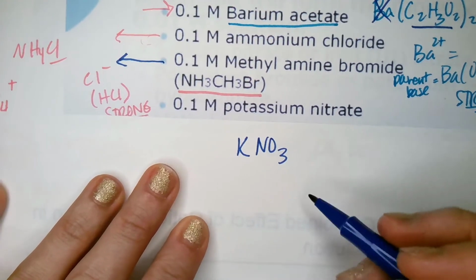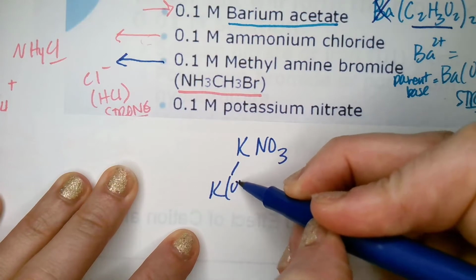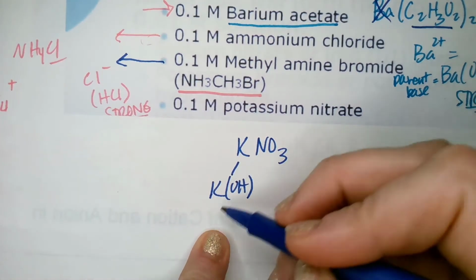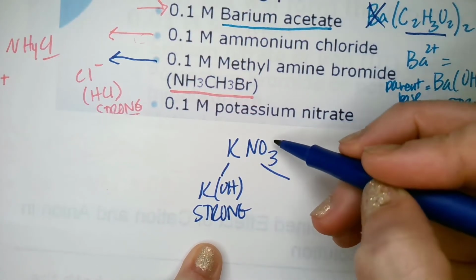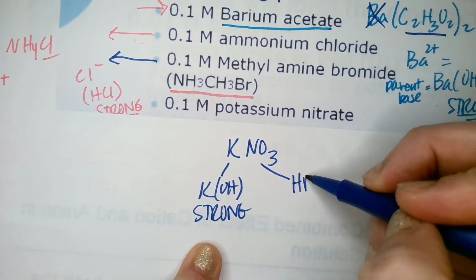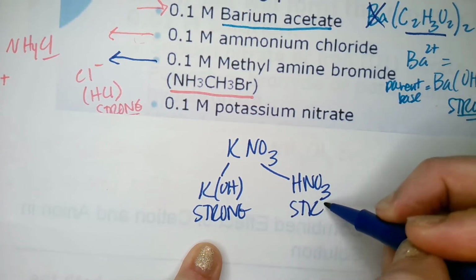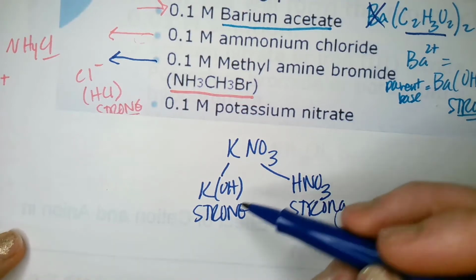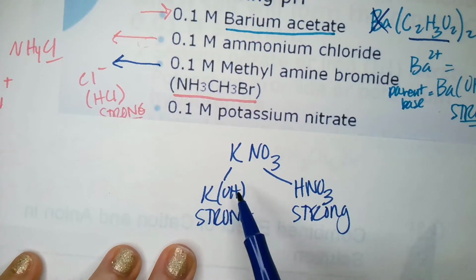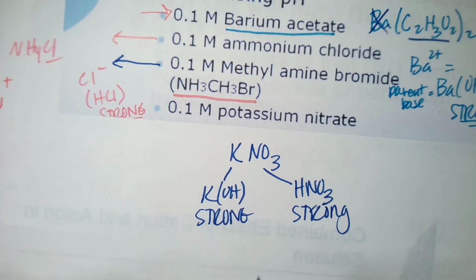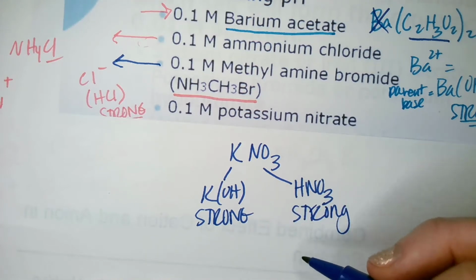So we know that K, its parent base is KOH. I guess I didn't need the parentheses. We know this is strong. NO3, its parent acid is HNO3. We know this is nitric acid. We know that that's strong. Both of these will have no effect on changing the pH. And when you have a strong acid and a strong base and it creates our salt in our water, we end up having a neutral solution.